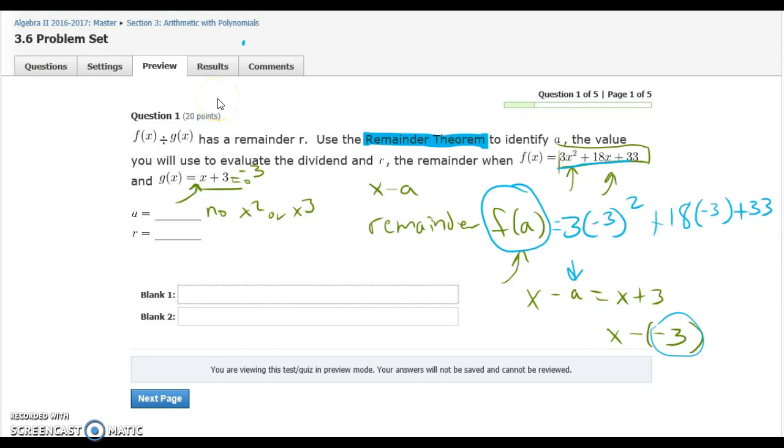So I will come back to this problem and say, well, if a is the value you will use to evaluate, then a is negative 3. That's the value we used to evaluate. And r is the remainder. So what is our remainder? Well, right here in our calculator it tells us our remainder is 6. So our remainder is going to be 6. And we'll do a couple more.